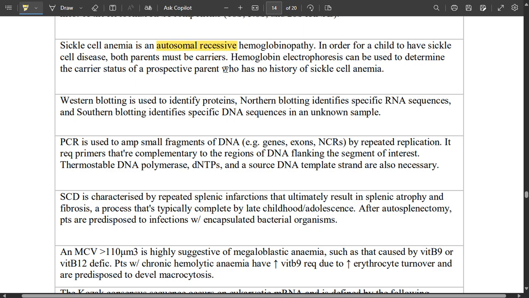So even though there is no history of sickle cell anemia in the parents, the carrier state of the parents or the child can be determined by using hemoglobin electrophoresis.